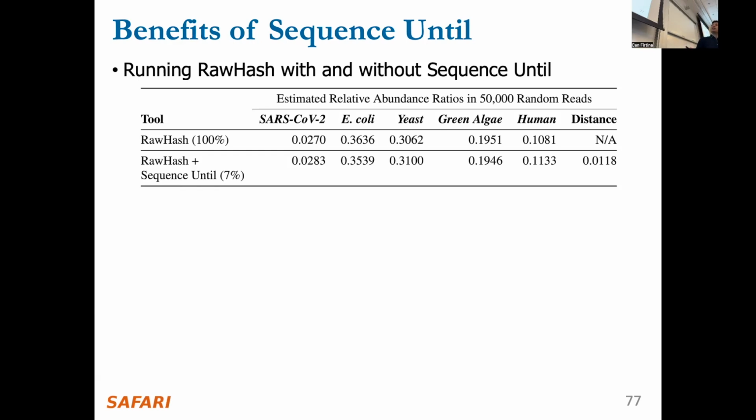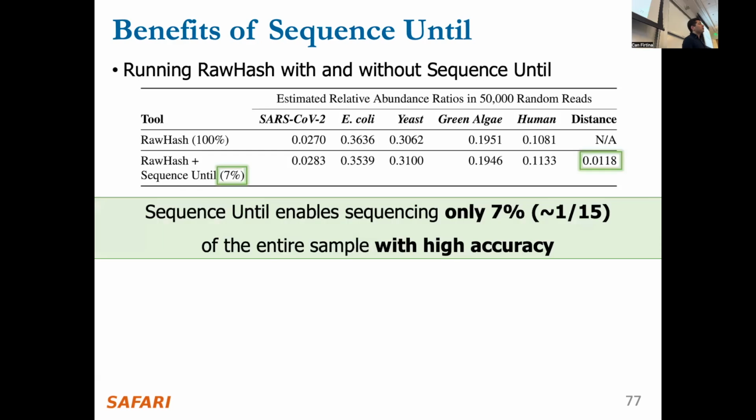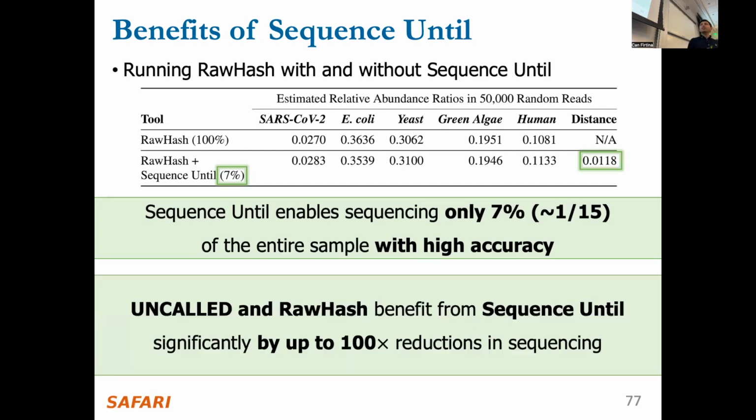And then after sequencing 7% of the sample, when we look at the distance of our estimation compared to the distance when using the entire sample, we find that the distance is pretty low. So you can almost achieve identical accuracy by only sequencing 7% of the entire sample. This means that SequenceSample enables sequencing using only 7% of the entire sample with high accuracy.